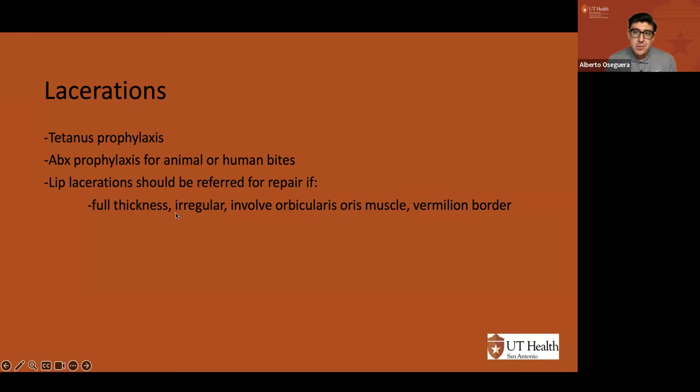And I usually remember that with Dogmentin, and that's how my mentors told me to remember that one. So Augmentin is usually the drug of choice.